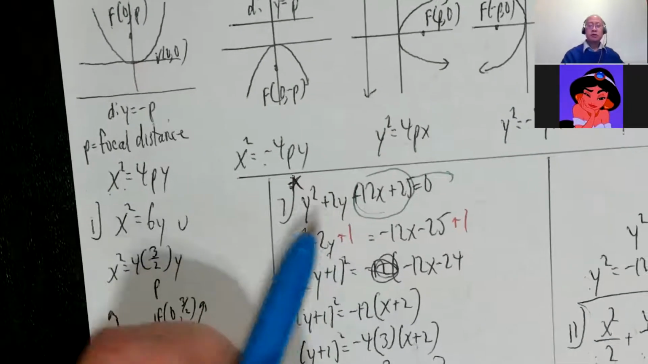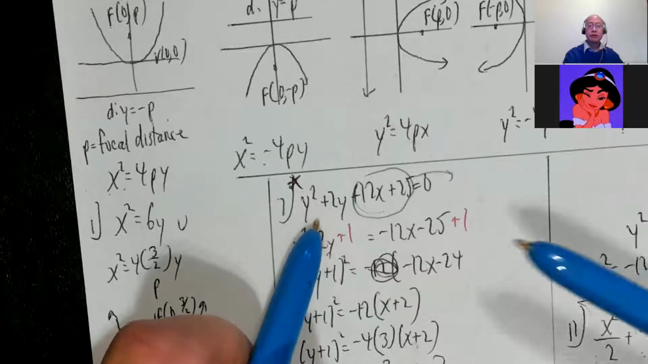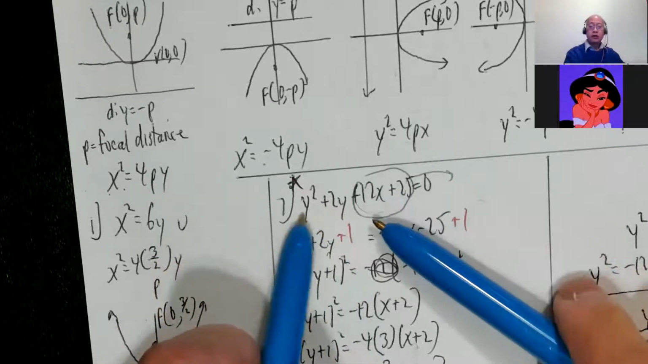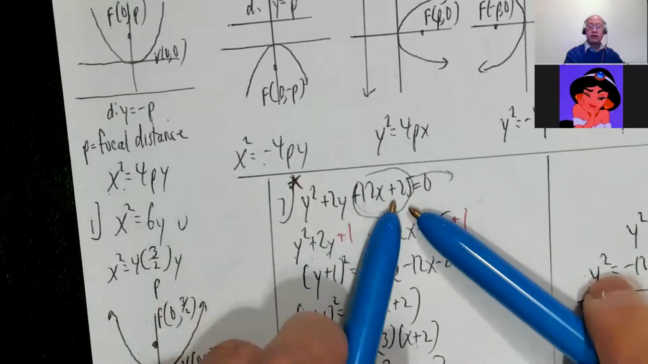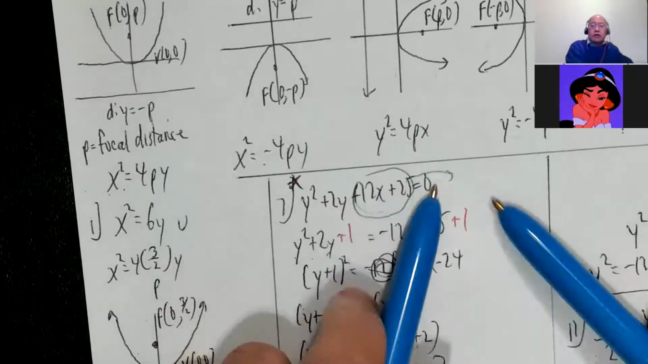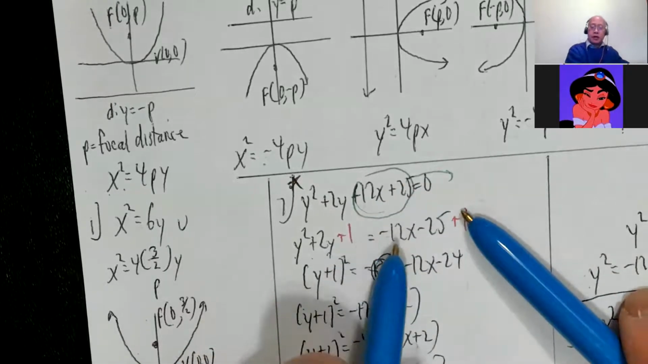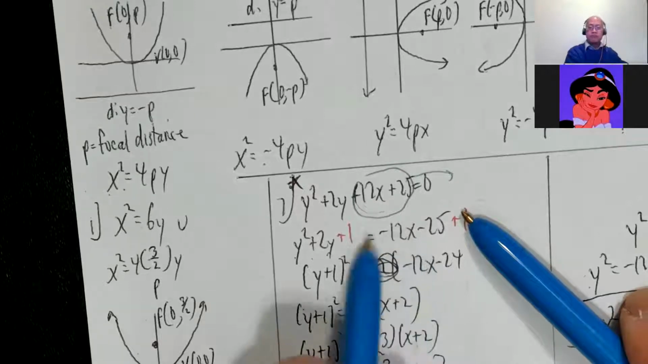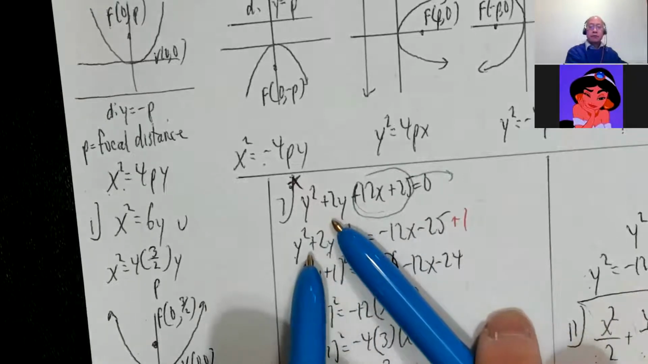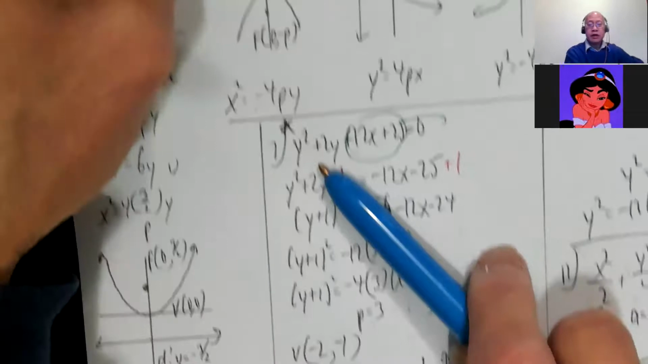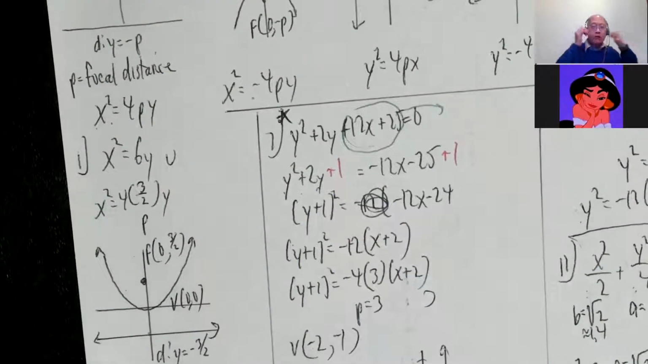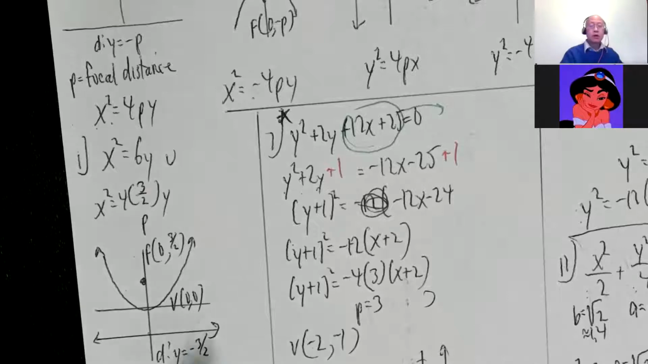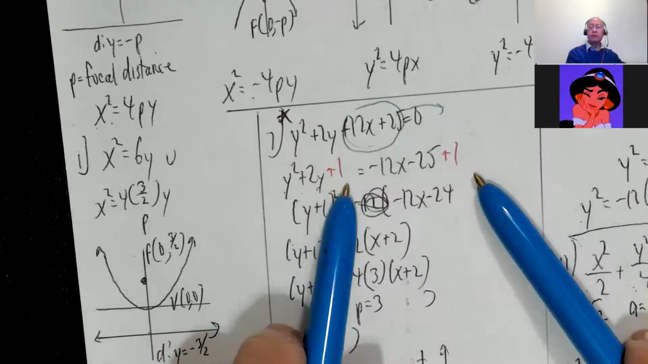Okay, so for this one, I have to do some completing the square. Okay, so y squared plus 2y plus 12x plus 25 equals 0. Throw these two guys over, they become negative. Negative 12x minus 25. Now I complete the square. Okay, half the coefficient of y and then square it. So half of 2 is 1. 1 squared is 1. So I add 1 to both sides.